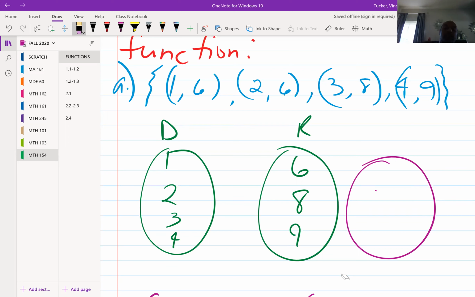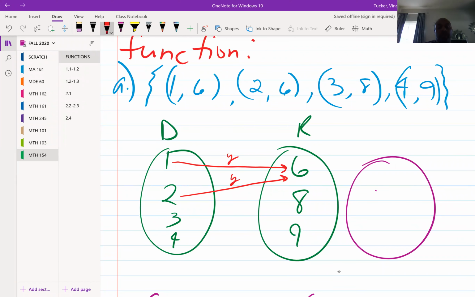So remember, each element in your domain has to go to one element in your range. When you do your mapping, does 1 go to exactly one element, which is 6? The answer is yes. We have to be able to answer yes for each one of the elements in the domain. Does 2 go to exactly one element? The answer is yes. Now, it may go to the same one that 1 goes to. That's fine. That does not stop it from being a function. What stops it from being a function is if your elements in your domain go to more than one element.